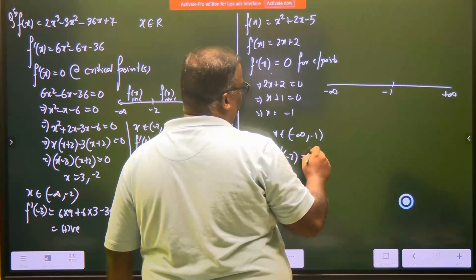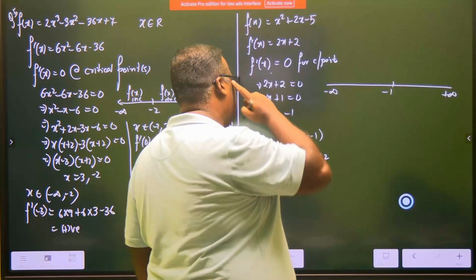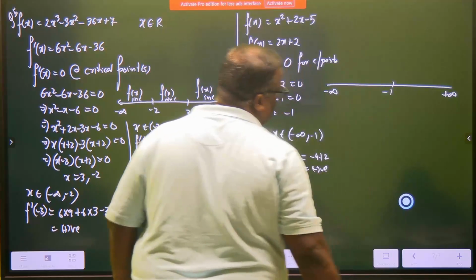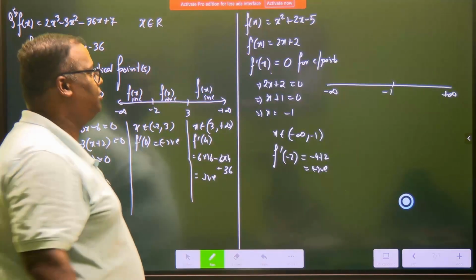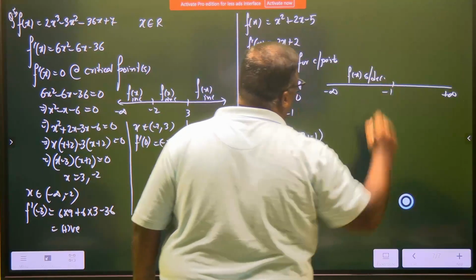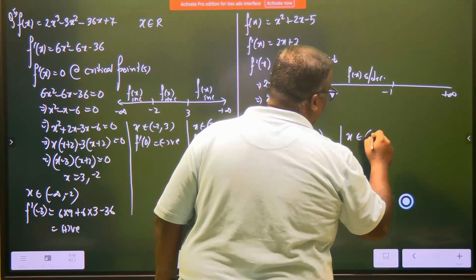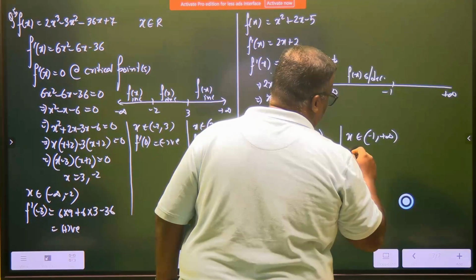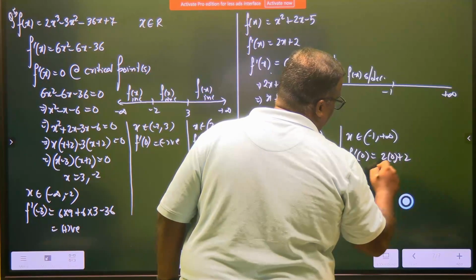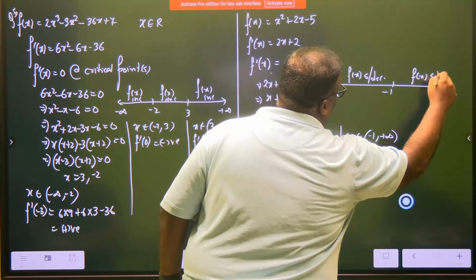negative 2. Now negative 2 will give me negative 4 plus 2, which is negative. Got it? So here the function is strictly decreasing. And let's check for x belonging to negative 1 to positive infinity. So I can take f dash of 0, which is equal to 2 into 0 plus 2, which is equal to 2, which is positive. So the function is strictly increasing.